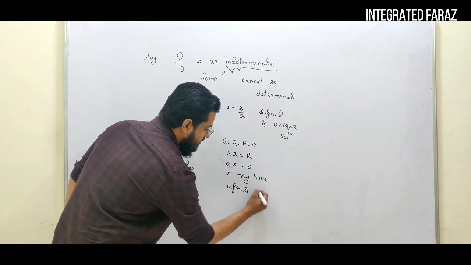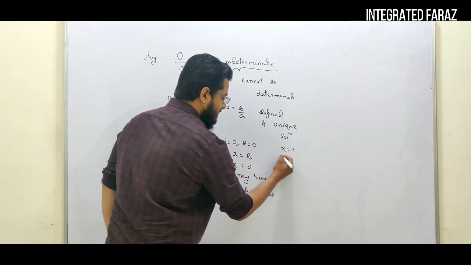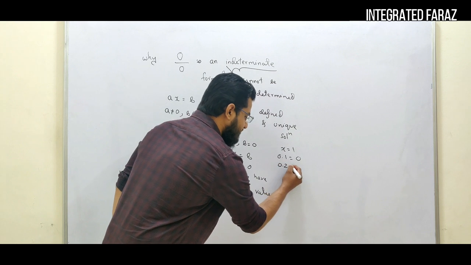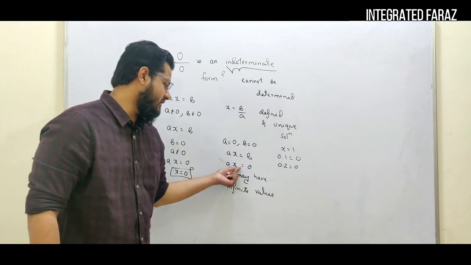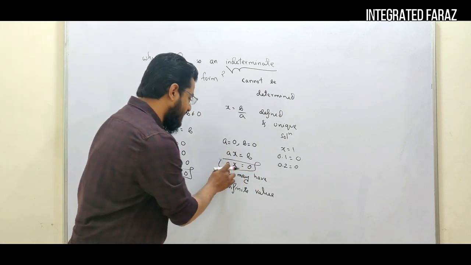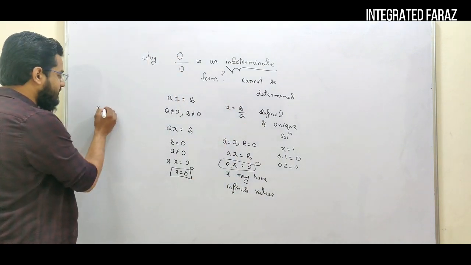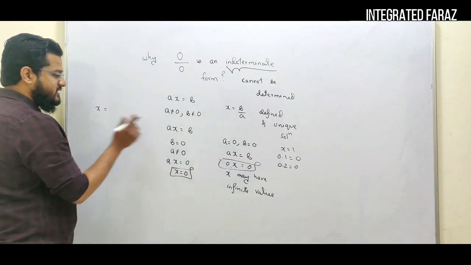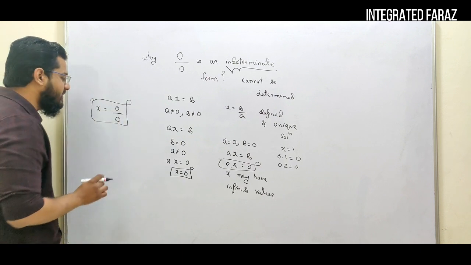Why? Because if you put any value for x, like x equal to 1, 0 into 1 equal to 0, it is correct. 0 into 2 equal to 0, it is correct. Any value you may choose for x, it will satisfy this equation, 0 into x equal to 0. For that reason, x equal to, if you send this 0 downward, which is not allowed, but for the explanation I'm saying, x equal to 0 by 0 is an indeterminate form.